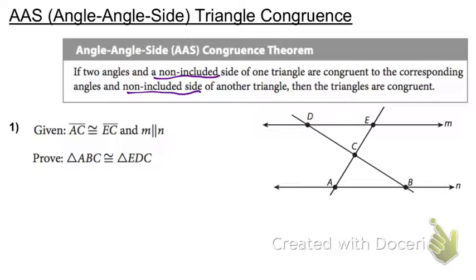So let's look at this example here, okay? We're given that segment AC is congruent to segment EC. And we're also given that line M is parallel to line N. We're given that these lines are parallel, so we can draw an arrow to prove that. And we're trying to say, are these triangles congruent?